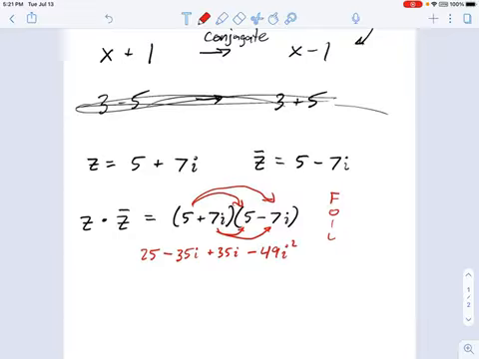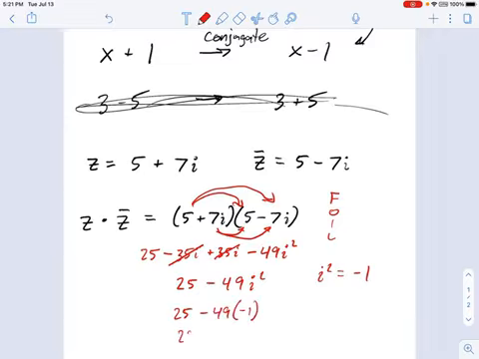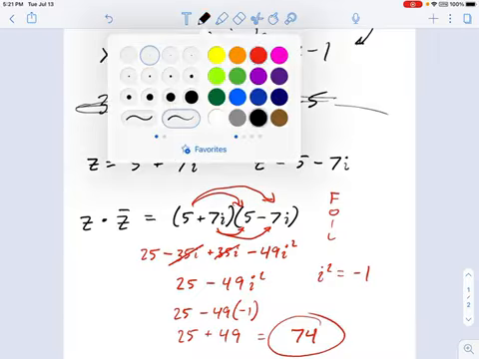Okay, let's simplify this by combining like terms. The negative 35i and the positive 35i cancel out. So all we have is 25 minus 49i squared. And if you remember, i squared is negative 1. So this becomes 25 minus 49 times negative 1, which is, of course, 25 plus 49, which equals, drum roll, 74. So what happened here was we multiplied a complex number by its complex conjugate, and the imaginary terms disappeared. All we're left with is a real term. And why this is useful is this.